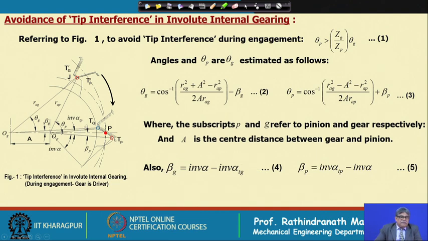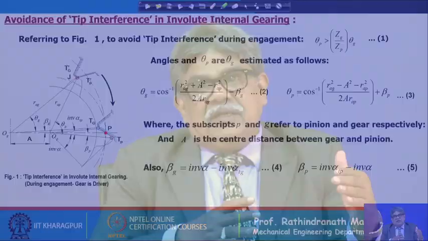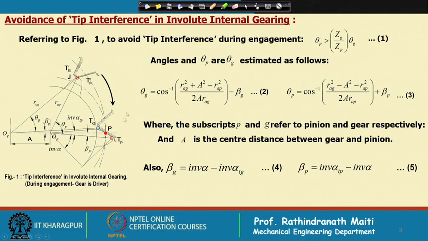Now, beta g, this angle here, is given. What is beta g? That can be found out by involute alpha minus involute alpha t g. Here alpha t g is not shown. Similarly, beta p will be involute alpha t p minus involute alpha. This involute function we learned at the beginning, and also during gear tooth correction we have learned a little more. So, you have to be careful about calculating this. Okay. So, from the geometry of the gears we can easily calculate this.